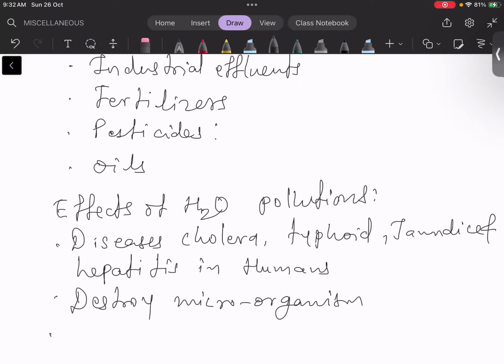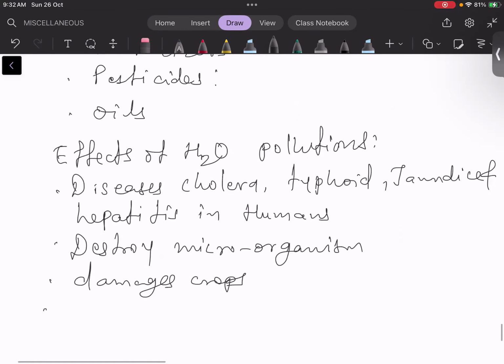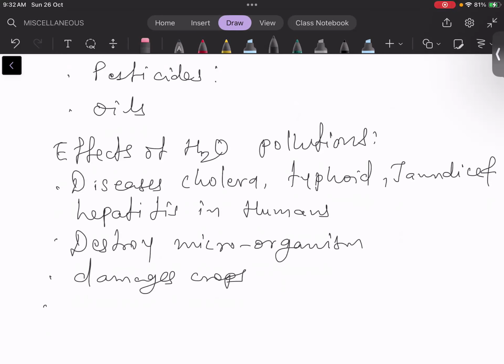Then next, polluted water causes spread of epidemics like cholera, tuberculosis, jaundice, typhoid, etc. Then polluted water damages crops. Then next, water pollution affects the fish and other aquatic life. We can say it affects aquatic life.